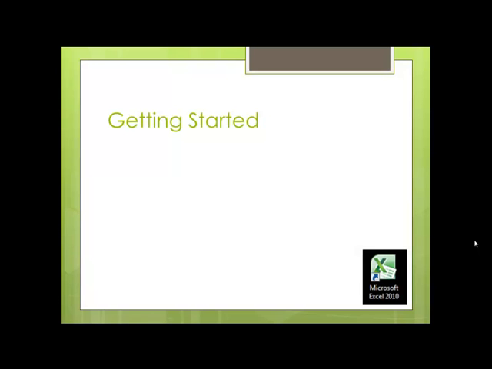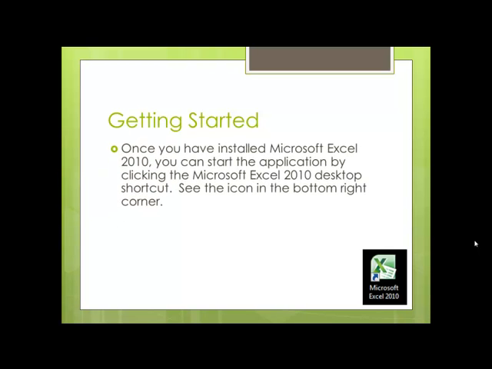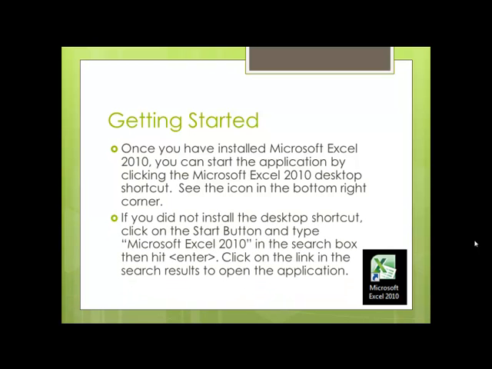I assume that you have already installed the application on your computer. If so, you can start Microsoft Excel 2010 by clicking the desktop shortcut. It looks like the icon in the bottom right corner of this slide. If you did not install the desktop shortcut as part of the application installation process, you can find a shortcut by clicking on the Start button and typing Microsoft Excel 2010 in the search box. Then hit the Enter key. Click on the link displayed in the search results to open the application.